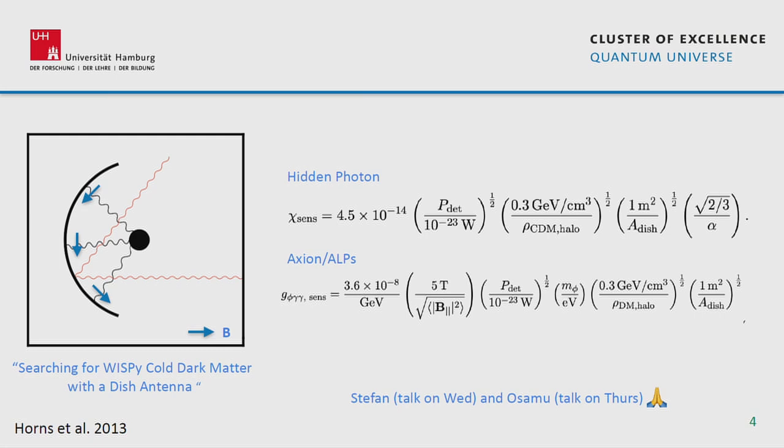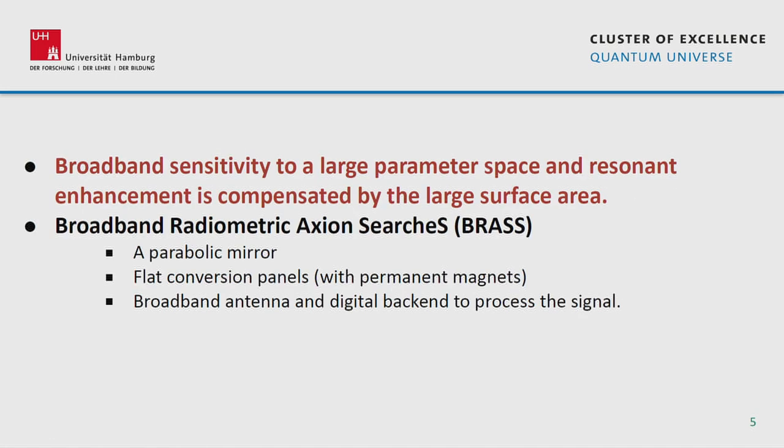You can see that for the hidden photon and the axion, the sensitivity is always scaling with the total surface area and the local dark matter density, and of course in the case of the axion and axion-like particles, it is also scaling with the total magnetic field. The technique has broadband sensitivity to a large parameter space. We don't have the resonance, but the resonant effect is compensated by the large surface area.